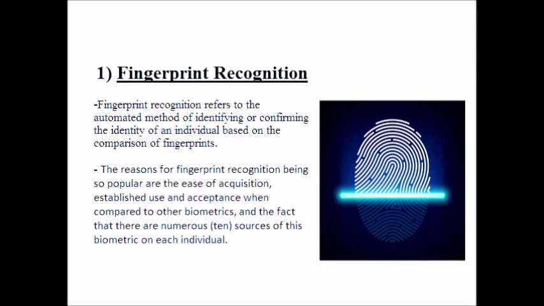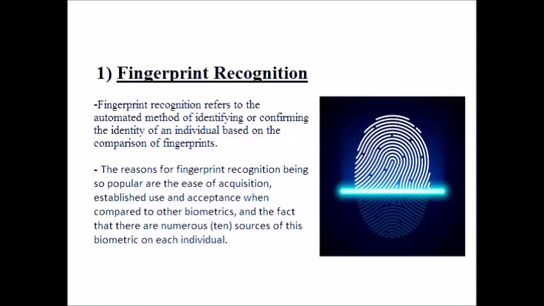Now we start with types of biometric authentication. First is fingerprint recognition. It refers to the automated method of identifying or confirming the identity of an individual based on the comparison of two fingerprints. Fingerprint recognition is one of the most well-known biometrics, and it is by far the most used biometric solution for authentication on computerized systems. The reasons for fingerprint recognition being so popular are the ease of acquisition, established use and acceptance when compared to other biometrics, and the fact that there are numerous sources of this biometric on each individual.